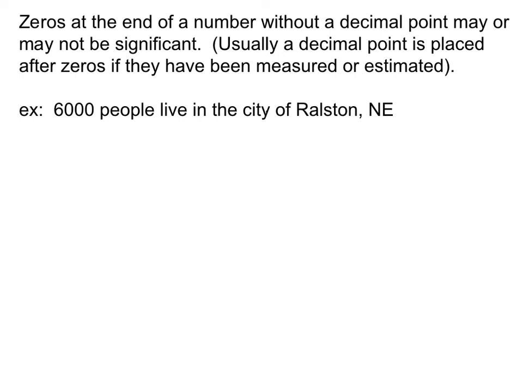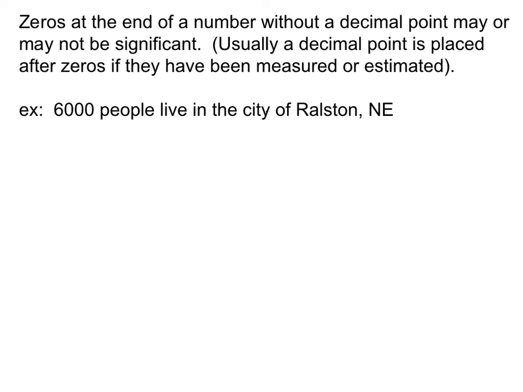You'll notice this rule, this one's kind of ambiguous. It leaves a little room for interpretation. It states 0's at the end of a number and, without a decimal point, may or may not be significant. The big problem with this is that you don't really know if it's significant or not. So usually a decimal point is going to be placed after zeros if they have been measured or estimated.